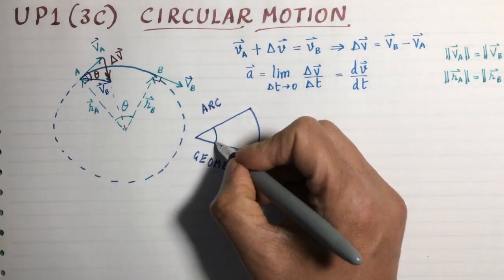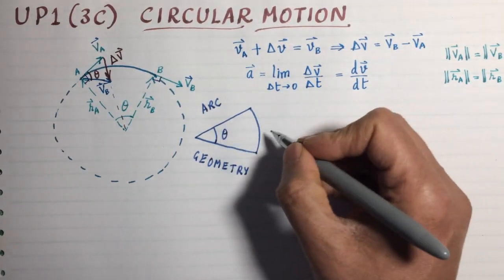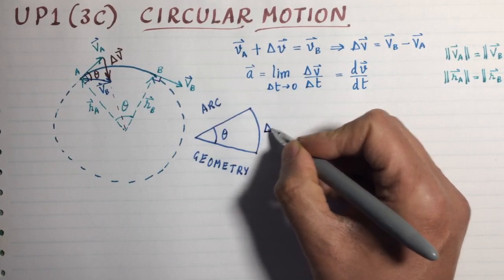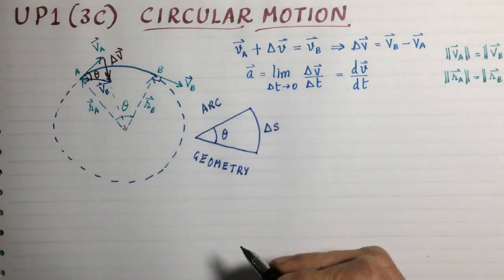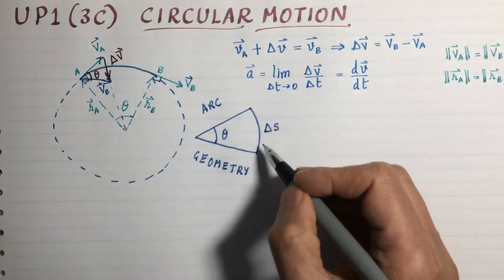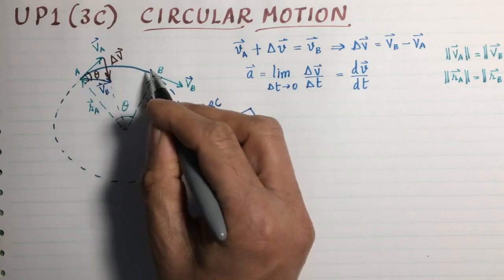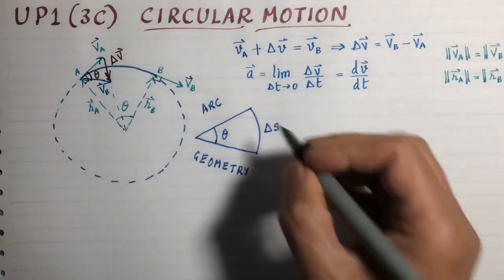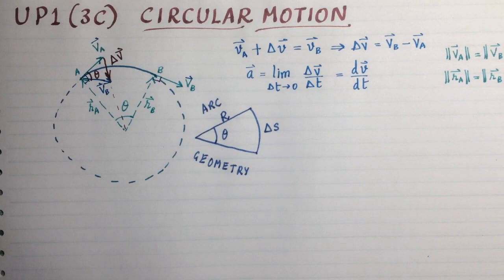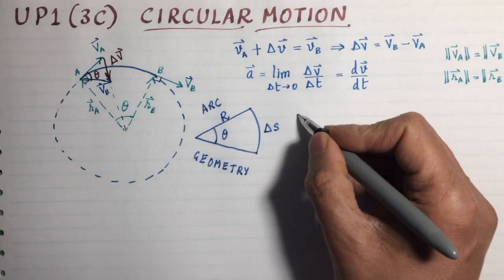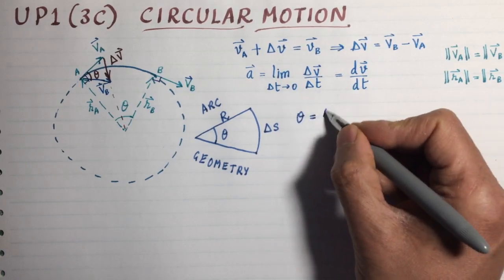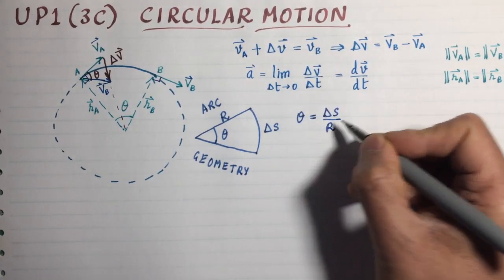Okay, there's a fundamental result in arc geometry that the length of the arc, which I'm going to call delta S, remember I'm calling it delta S because it's the length between A and B, let the radius of that circle be r. So you should think of this as some pizza slice. Then we have by the arc geometry, theta equals delta s divided by r.